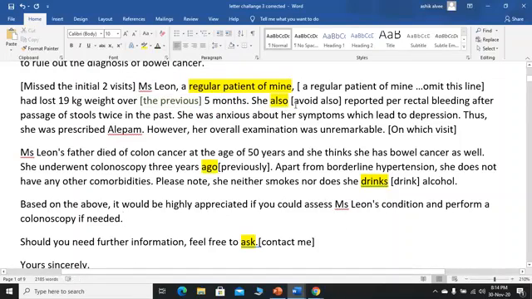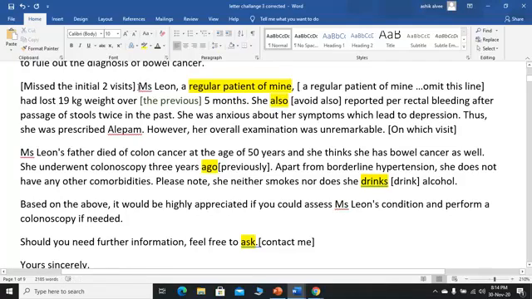She also reported. You should avoid the word also. This is informal language, so avoid also. Reported rectal bleeding after passage of stools twice in the past. She was anxious about her symptoms, which led to depression. Thus, she was prescribed Elepam. However, her overall examination was unremarkable. On which visit? You have to mention at the beginning of the paragraph on which visit.